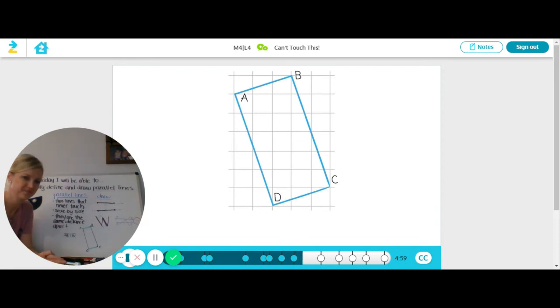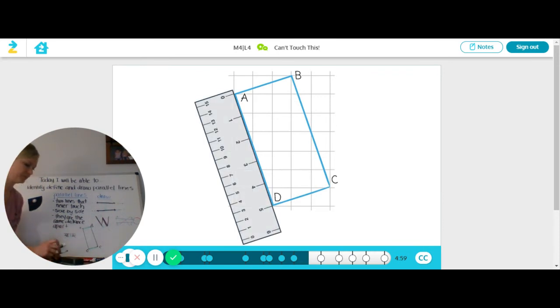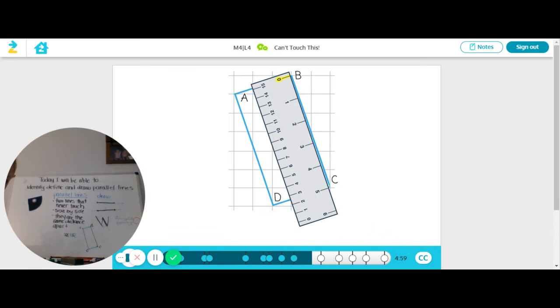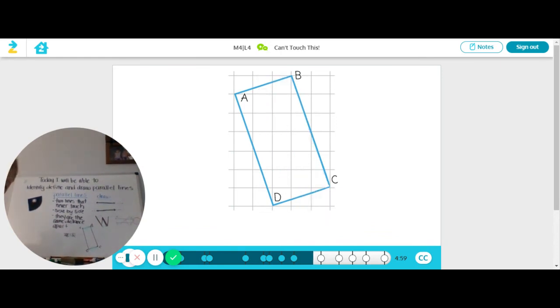I can measure the distance between segment AB and CD at each endpoint and make sure they're the same. It's 5 inches from point A to point B and 5 inches from point B to point C. So we know segment AB is parallel to segment CD. Use this symbol to record another parallel pair of line segments in the rectangle.